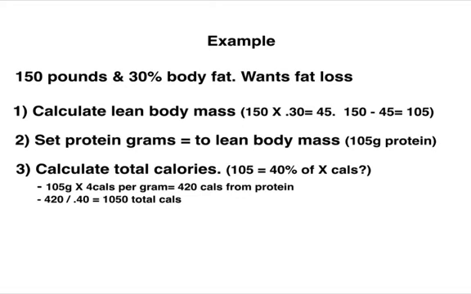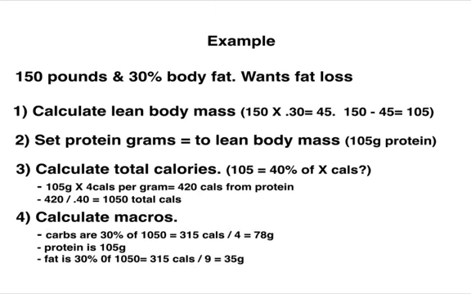The way we do that is we take 105 grams and we multiply that times 4 calories per gram, because there's 4 calories per gram of protein. And that gives us the amount of protein calories, which is 420. From there, we can cross multiply and take 420 divided by 40%, and we get the total amount of calories that this woman will be eating, 1,050 total calories.